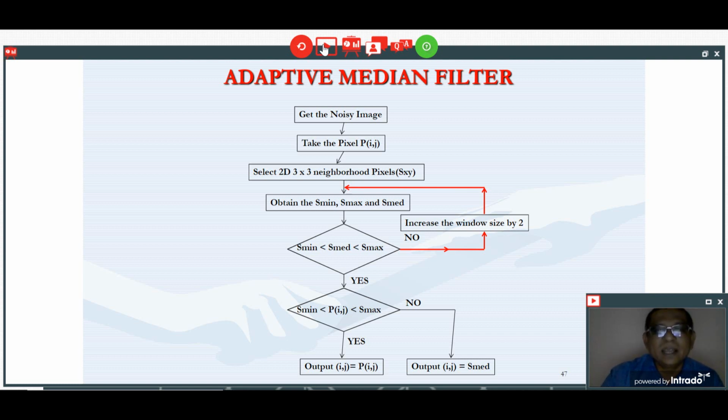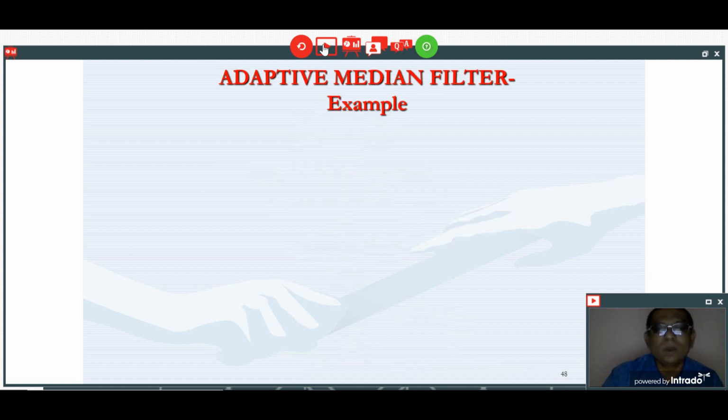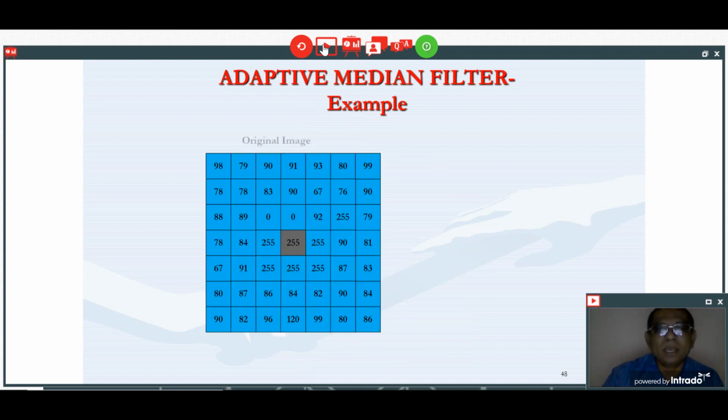So what is the condition? The condition is this one, and if the processing pixel is not noisy, then it is retained as such. If it is noisy, then the median value will replace this P of I, J. This can be very well understood by taking a simple example. So now we are going for an illustration of the adaptive median filter.